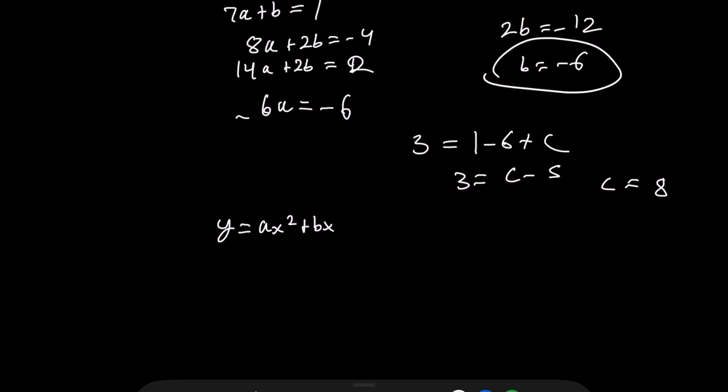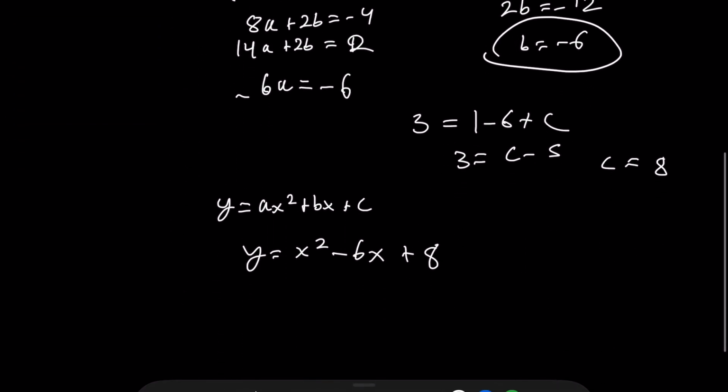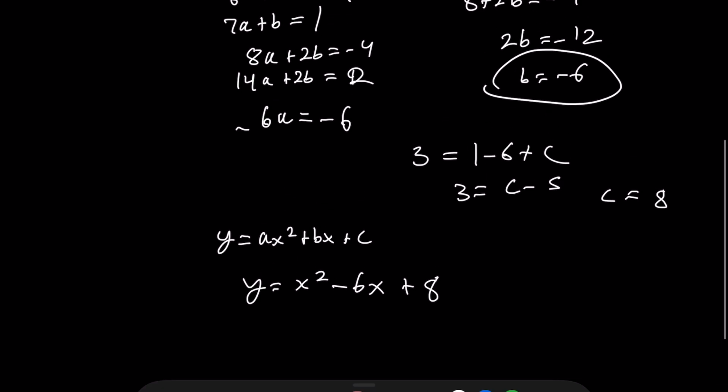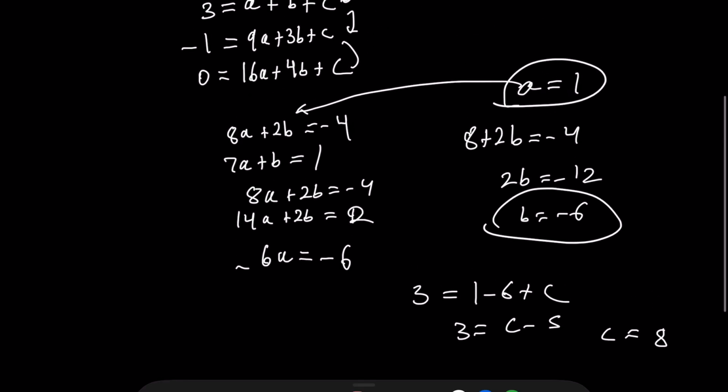So now that we have all of our variables, let's write the equation, the quadratic. So a is equal to 1, x squared, b is negative 6, c is 8. We're done. And this is an application of systems of equations. And this is why they're kind of cool. But this is why we need these tools like elimination and substitution to be able to solve them.